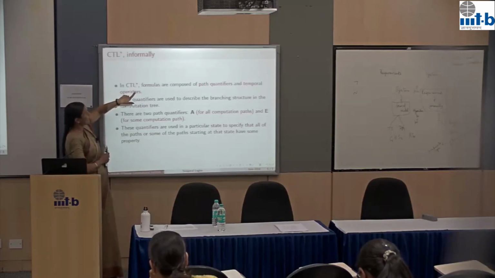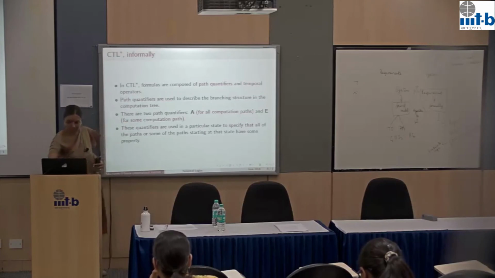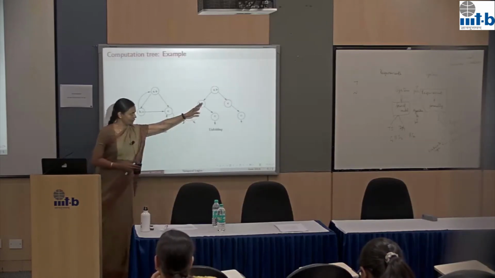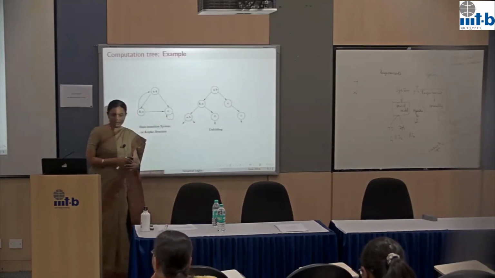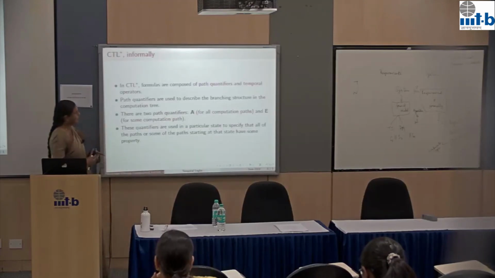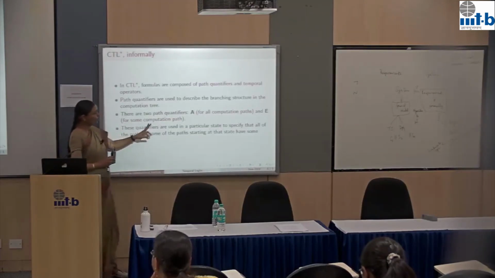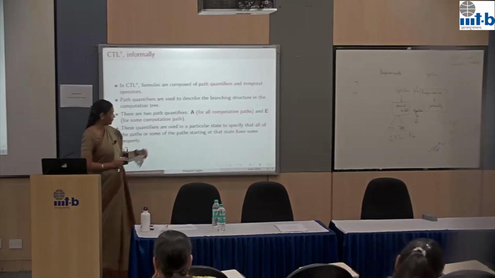So CTL stands for computation tree logic. So this unfolding is called the tree of computations. So that's the name for CTL, it's just branching time. So there could be two outermost operators, A or E, right?